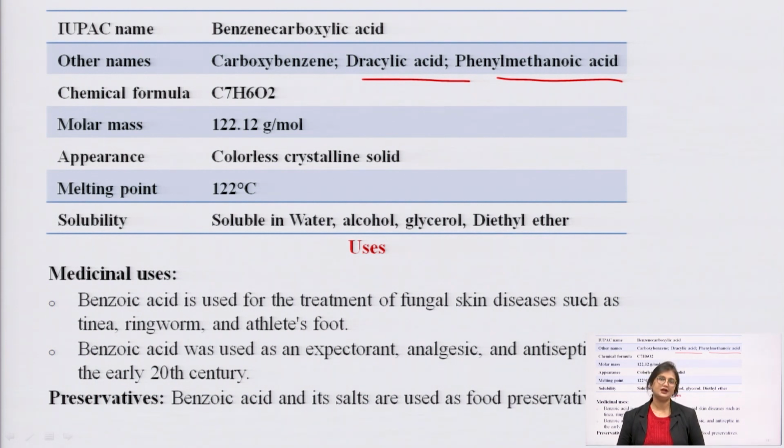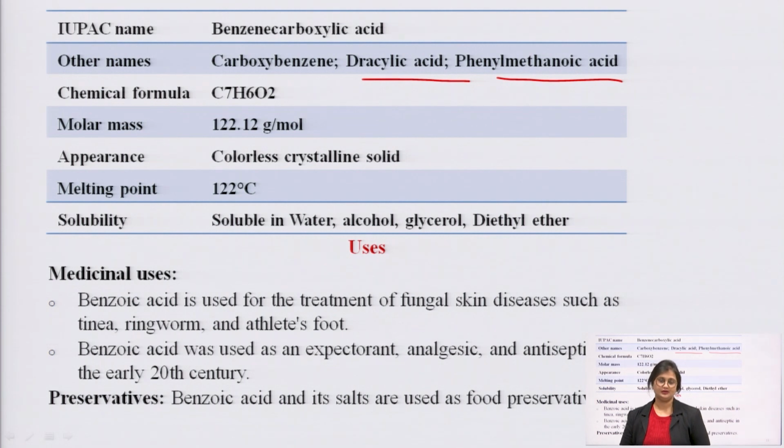122.12 gram per mole. It is a colorless crystalline solid, with a melting point of 122 degrees Celsius. When we talk about the solubility of benzoic acid, it is soluble in water, alcohol, glycerol, diethyl ether, etc.